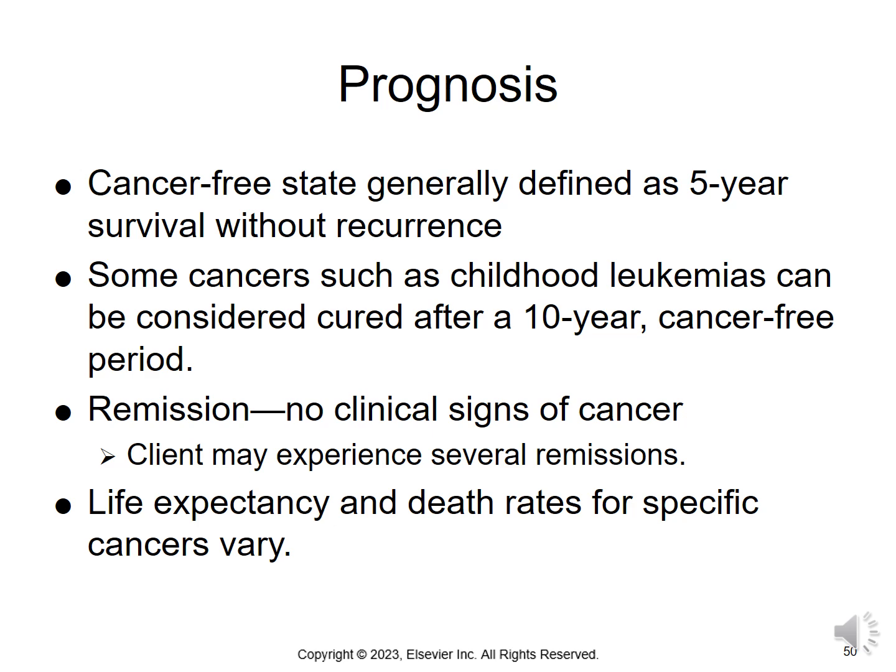A cure for cancer is generally defined as a 5-year survival rate without recurrence after diagnosis and treatment. In some cases, several periods of remission where no clinical signs occur may happen before the disease becomes terminal. So the patient may be in this cancer-free state if they've been 5 years clean without any recurrence. Some cancers, like leukemia, should be considered cured after 10 years free. And then remission is no signs of cancer.